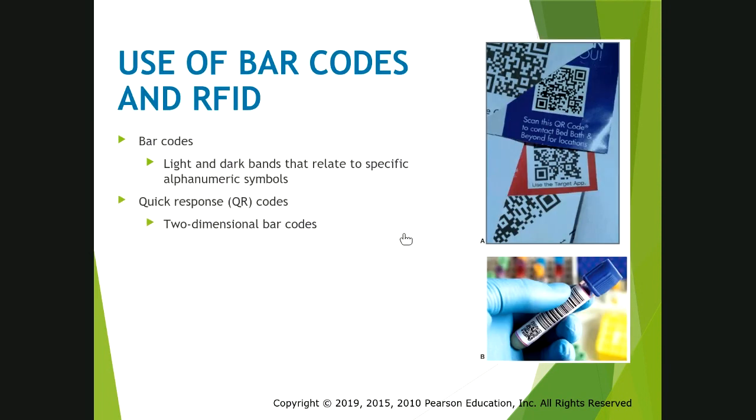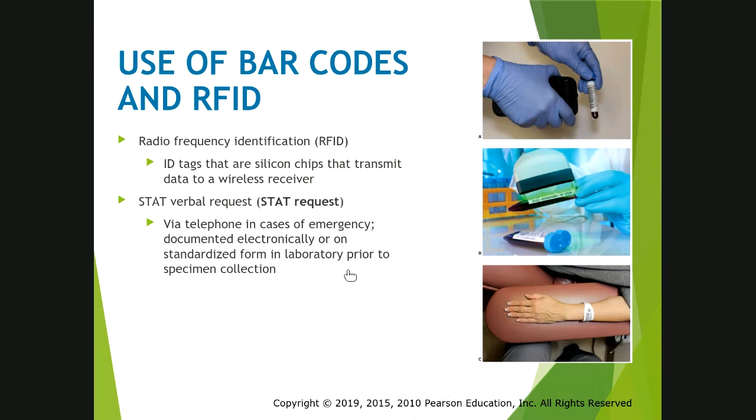There are different barcodes. There are light and dark bands that relate to specific alphanumeric symbols. There are also QR codes and two-dimensional barcodes as well. There's also RFID and stat verbal requests via telephone in case of emergency, or a standardized form in the laboratory prior to specimen collection.